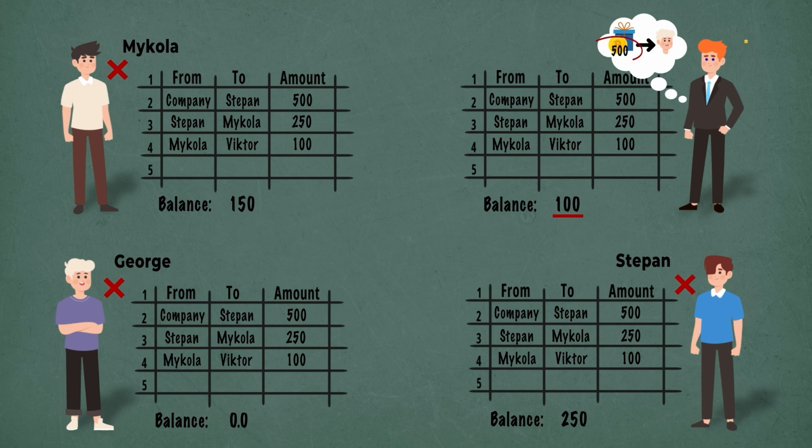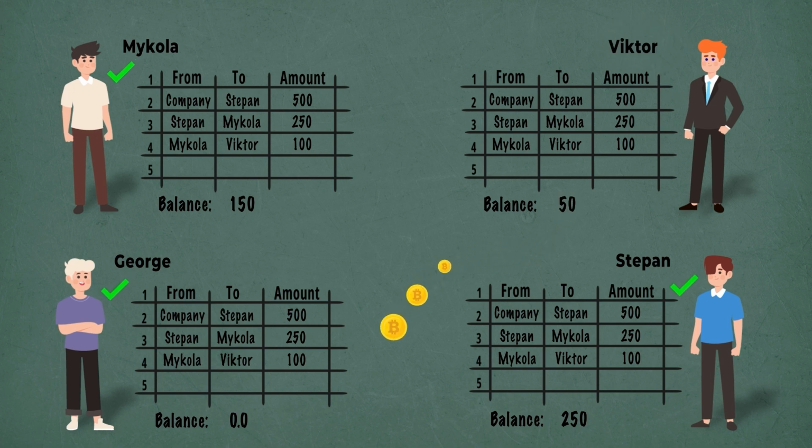Victor admitted his mistake and decided now to send George 50 bitcoins instead of 500. He says, "I'm sending George 50 bitcoins," and everyone adds a record to their table. Finally, Stefan has 250 bitcoins, Mykola has 150 bitcoins, Victor 50 bitcoins, and George 50 bitcoins.